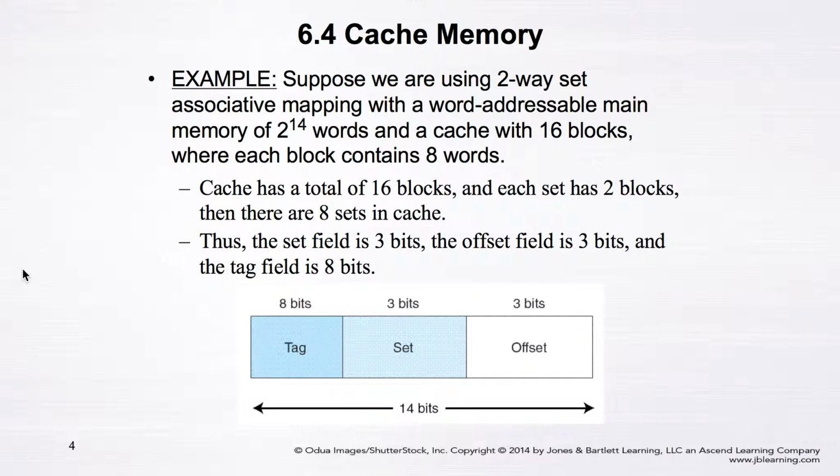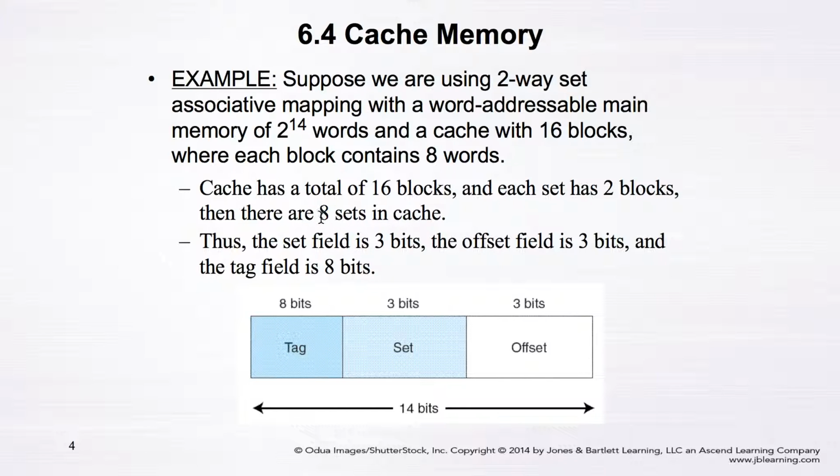Here's an example to show how the different fields are used in mapping an address in the memory to the cache. Suppose we are using two-way set associative mapping with a word addressable main memory of 2 power 14 words and a cache with 16 blocks, where each block contains 8 words. Because the cache has a total of 16 blocks and we have a two-way set, each set has 2 blocks. So we have 16 divided by 2, which is 8 sets in the cache.